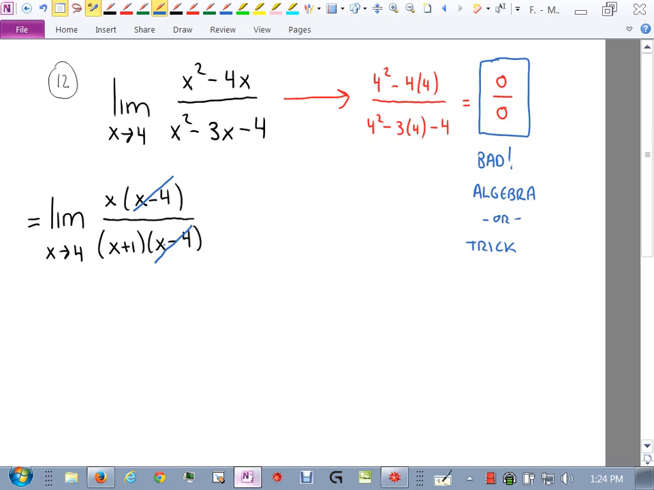Now, I'm going to let x approach 4, right? But I'm not going to let x ever be 4. So it is okay for me to cancel those as long as I never let x be exactly 4. So they're canceled. I'm still going to write the limit. The limit has not gone away yet. I'll tell you when it's going to go away. That's all that's left, right?